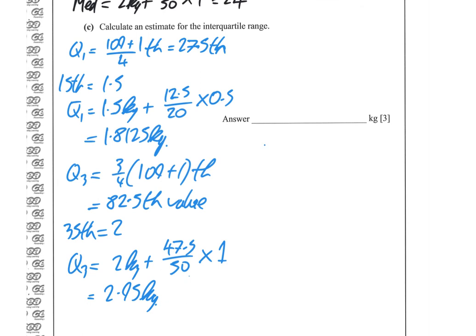And then your last thing, your interquartile range, is the 2.95 minus whatever that was, 1.8125. So just do that, 2.95 minus 1.8125, and that gives you an answer of 1.1375 kilograms.